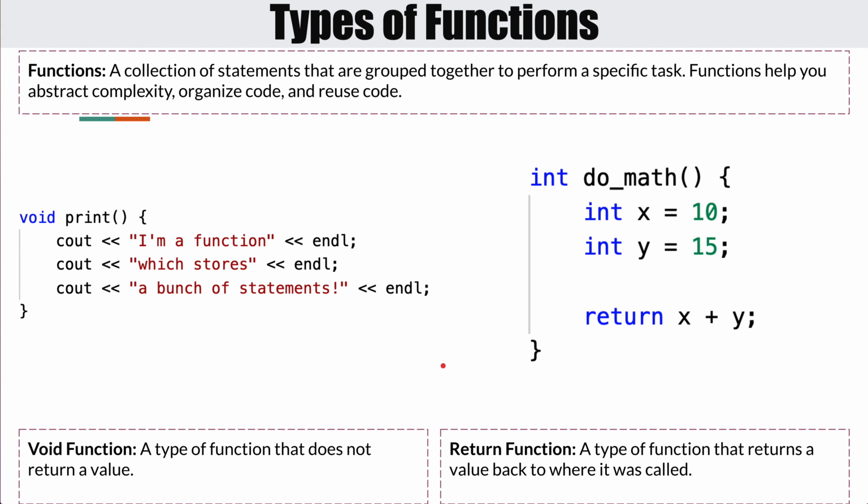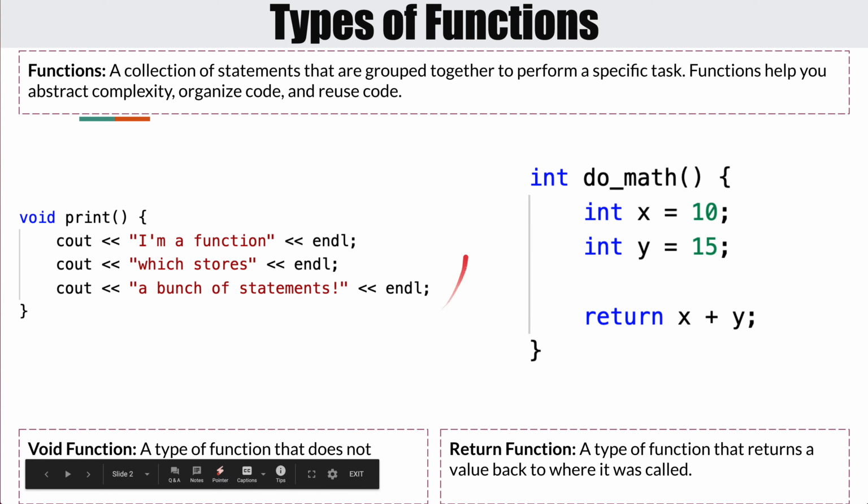Now, there are two types of functions we're going to focus on today. There are more types, but these are the two early types and the most important and most used. So let's start with what a function is. A function is a collection of statements that are grouped together to perform a specific task. Functions help you abstract complexity, organize code, and reuse code. Very, very important, okay? Now here we have two examples of functions.